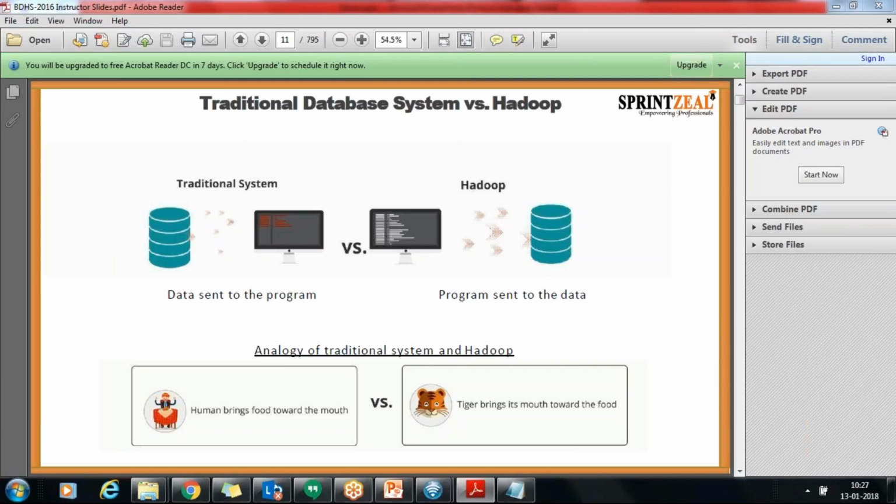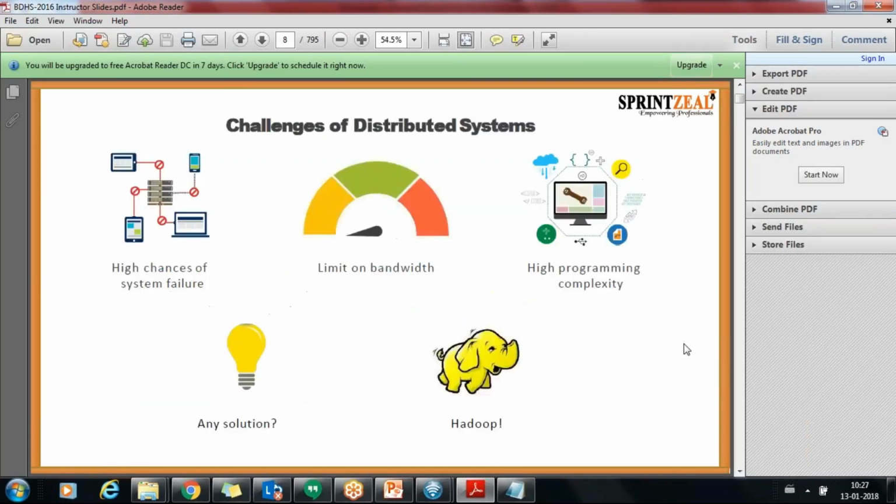But then how will we differentiate the complexity of the traditional system and Hadoop? So that's where Hadoop comes in. You are talking about this problem, high programming complexity. If your program is running on one computer, you can go and check its logs and find out, okay, this is the issue. But if your program is running on 100 nodes, how will you know whether it is failing, working, not working, what is happening? So definitely the complexity is higher.